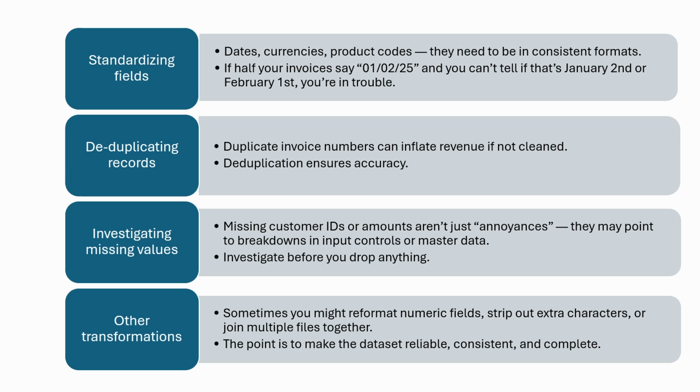3. Investigating missing values. Missing customer IDs or amounts aren't just annoyances. They may point to breakdowns in input controls or master data. Investigate before you drop anything. 4. Other transformations. Sometimes you might reformat numeric fields, strip out extra characters, or join multiple files together. The point is to make the dataset reliable, consistent, and complete.